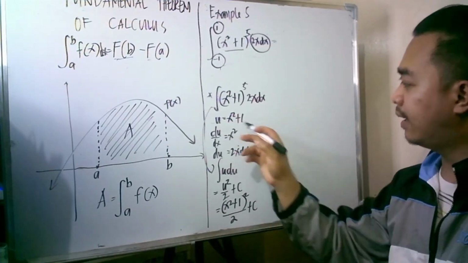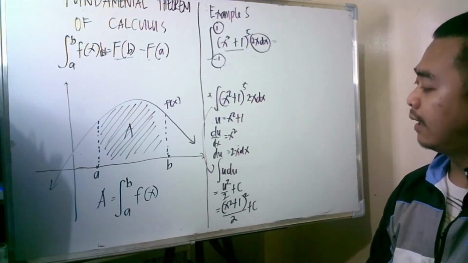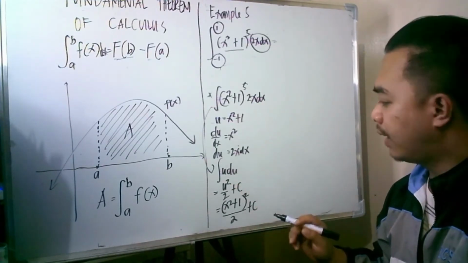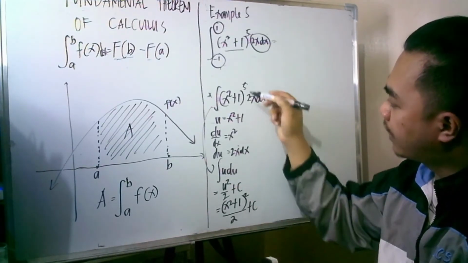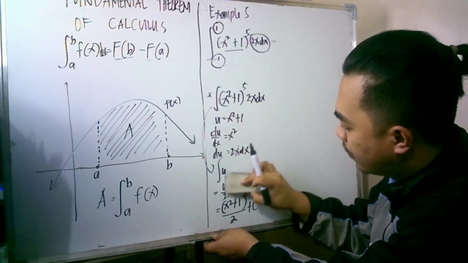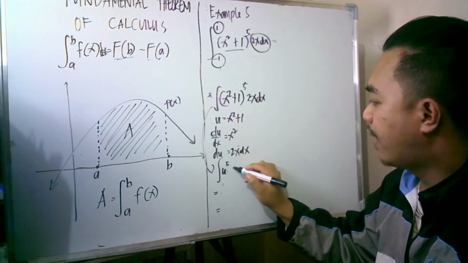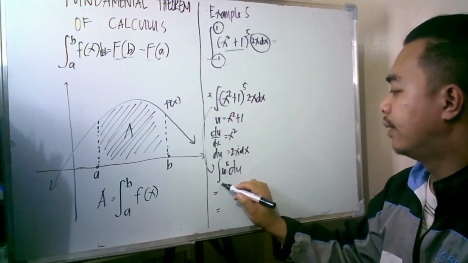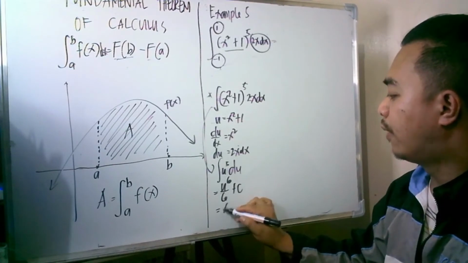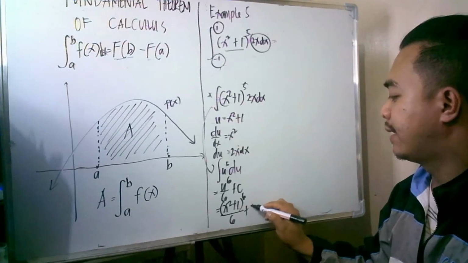Nagpa-plus c tayo kasi parang hiniwalay natin as an indefinite integral. Raised to 5. Bakit u lang, no? Ma-exponent pa tayo kasi pinalitan lang naman natin ito ng u. Palitan natin. So, sorry. So, dapat u raised to 5 du. Anyway, ganun din lang naman, u raised to 6 over 6 plus c. Or x squared plus 1 raised to 6 all over 6 plus c.